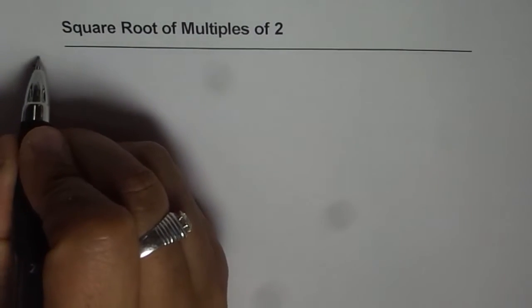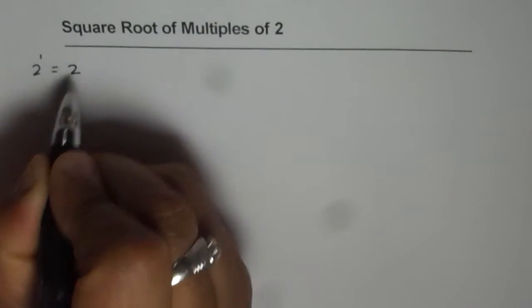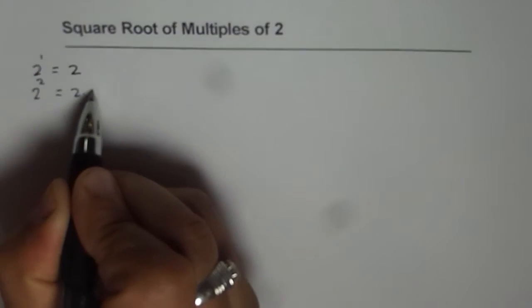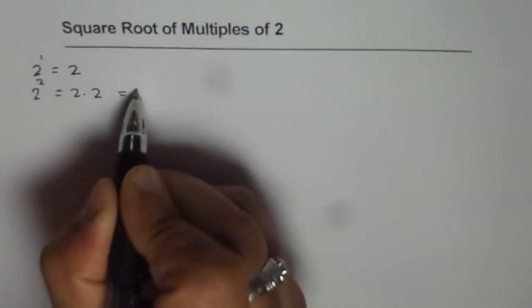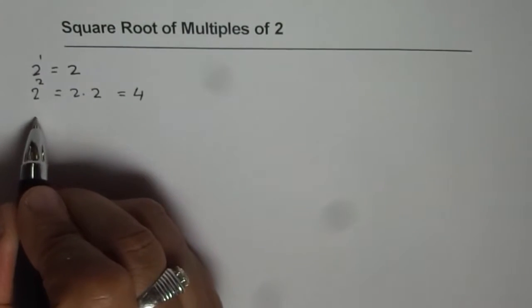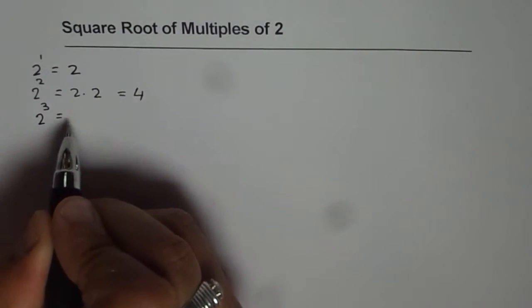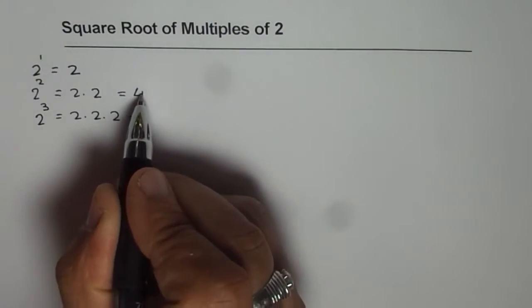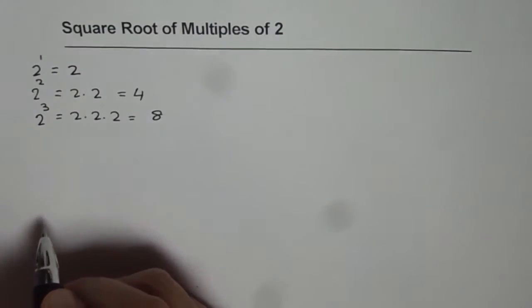So when I say 2 to the power of 1, it means it is 2, right? How about 2 to the power of 2? It means 2 times 2, which is indeed equal to 4, right? Now 2 to the power of 3 is 2 times 2 times 2, which is 4 times 2, and I can write this as 8.